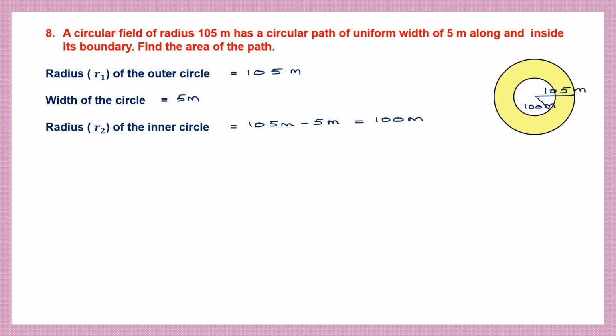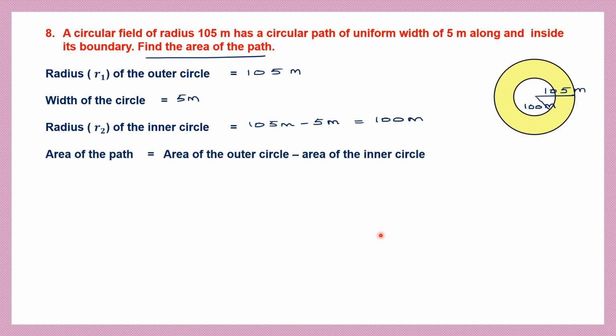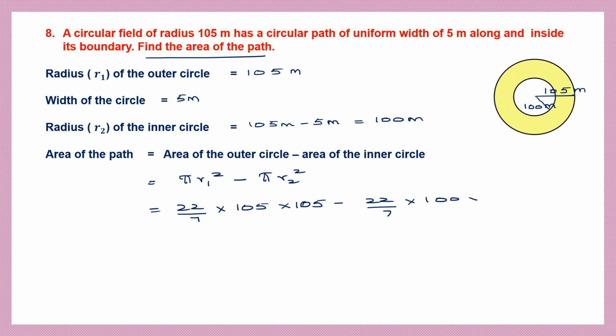Now we have to find the area of only the path. So again, since we have to find only this, first we find the area of the outer circle, then we find the area of the inner circle and subtract both. So area of the path is area of the outer circle minus area of the inner circle. And area of the outer circle is pi r1 square. Inner circle is pi r2 square. So this is 22 by 7 into r1 is 105. 105 into 105 minus 22 by 7 into 100 into 100.